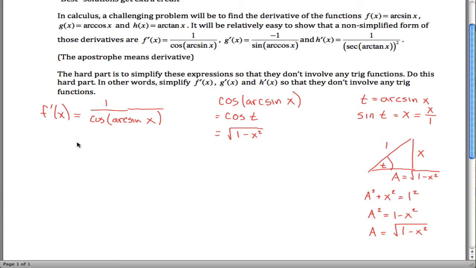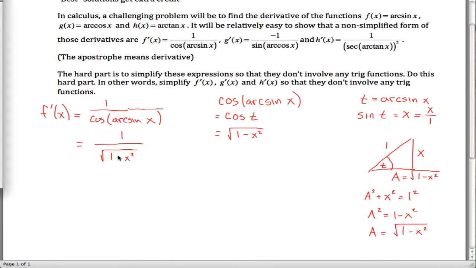Now that we know what cosine of t is, we know what cosine of arcsine of x is, and so we can simplify this derivative. We can say that this derivative is equal to 1 divided by the square root of 1 minus x squared. And I should probably write up here somewhere, don't rationalize the denominator. Why not? Because this is the form that most people leave the derivative in. If you look up in a textbook, what's the derivative of arcsine, it'll give you this form right here.